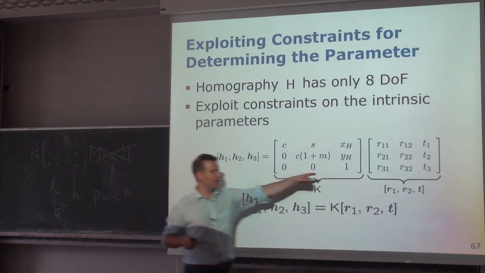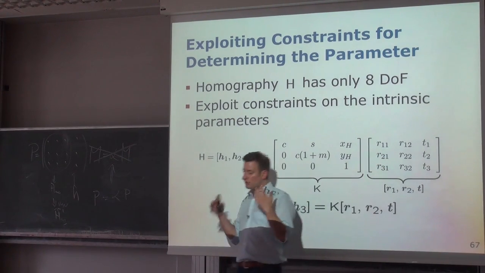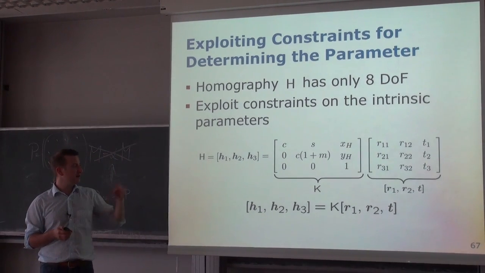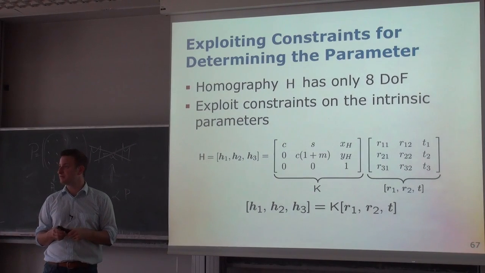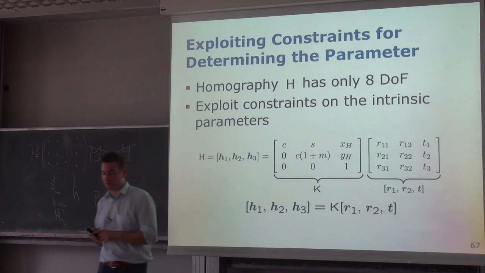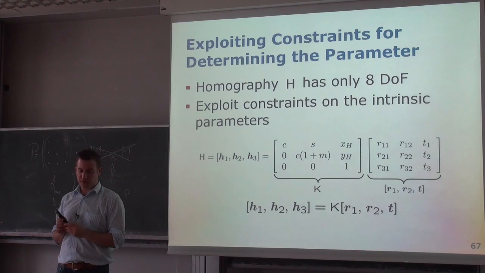Okay, so what we do now is, as I said, we generate certain constraints we know about those elements, especially those elements which sit in here, to exploit those constraints in order to estimate the calibration matrix K, so the matrix of the intrinsics. So what do we know?